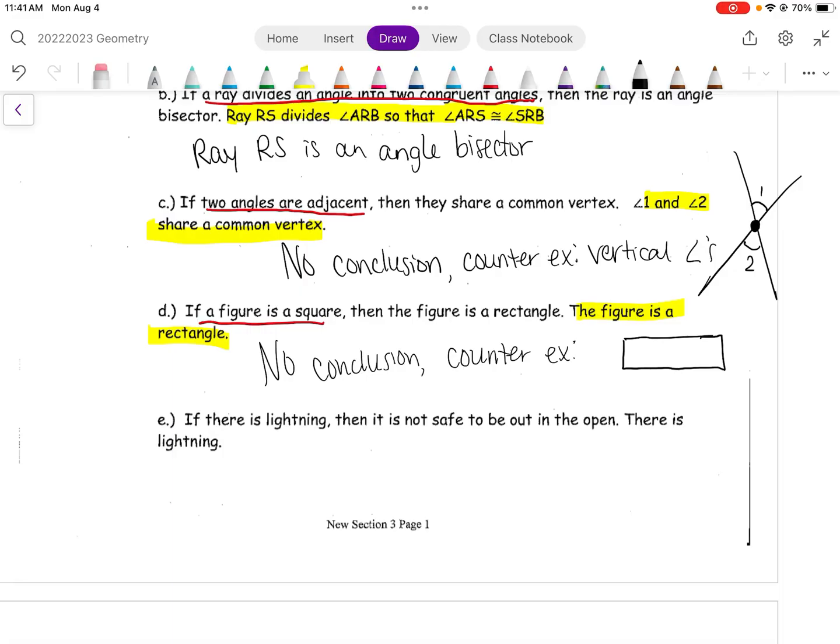E, if there is lightning, then it is not safe to be out in the open. There is lightning. Does the detached statement match the hypothesis? Yes, it does. So if there's lightning, it's not safe to be out in the open. There has been lightning, therefore it is not safe to be out in the open. That's your conclusion.